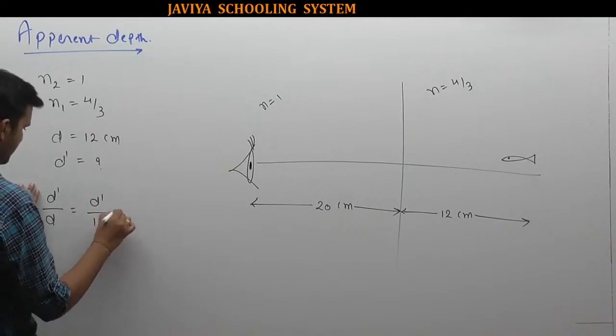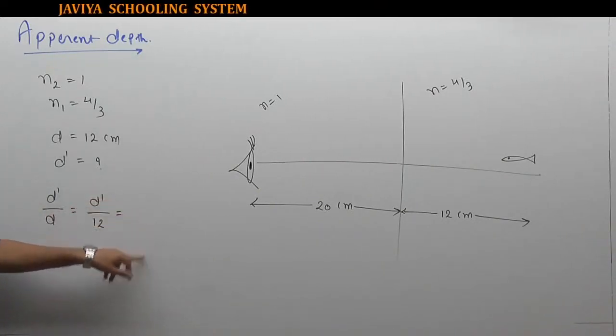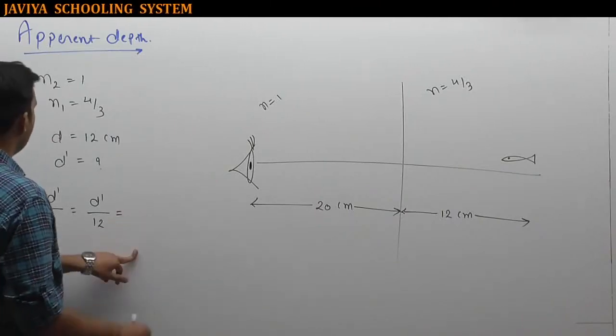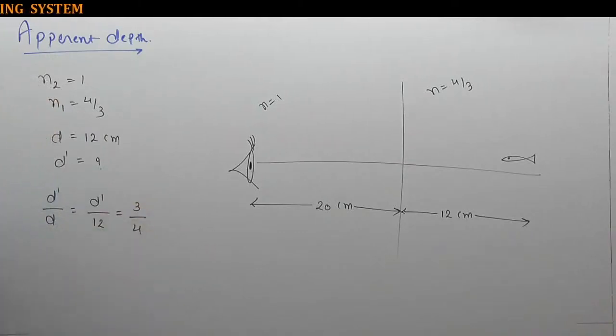d dash by 12, that equals n2 by n1, so it's 3 by 4. Write it directly, you'll understand. So what is d dash? It comes out to be 9 centimeter.